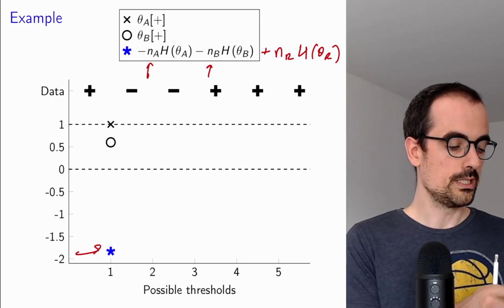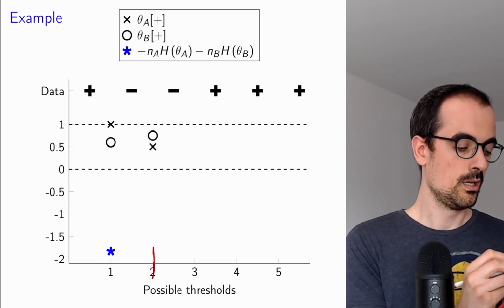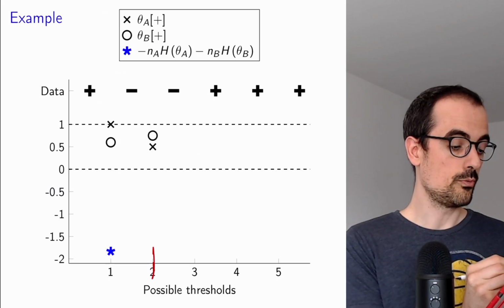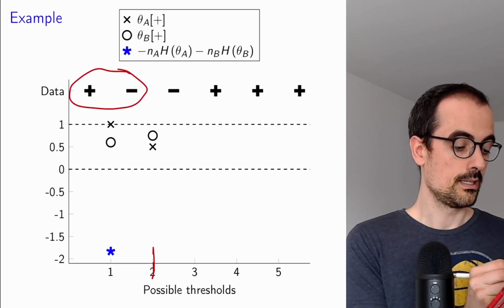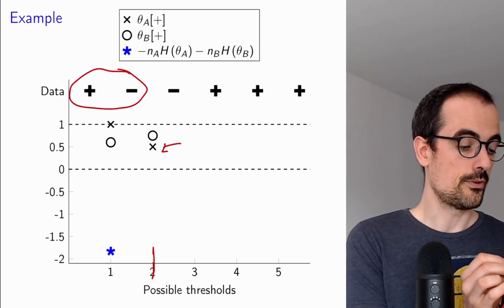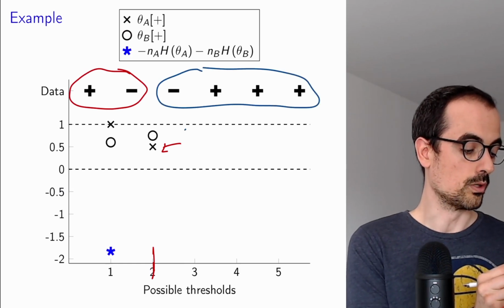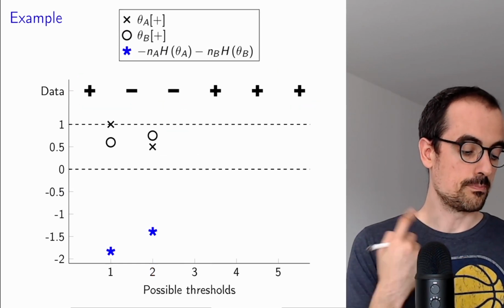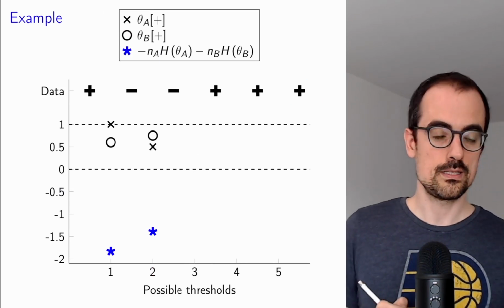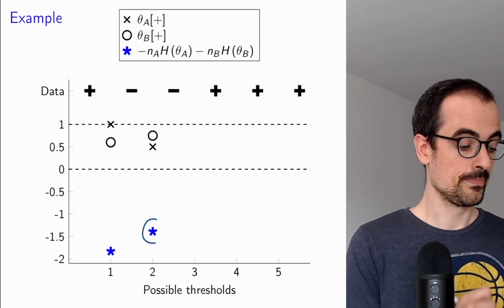Okay, so what if we split according to 2 instead? If we do that, then we get one region where the probability of plus is 1/2, and another region where the probability of plus is 3/4. The corresponding weighted negative entropies are equal to that. So this is a better split.